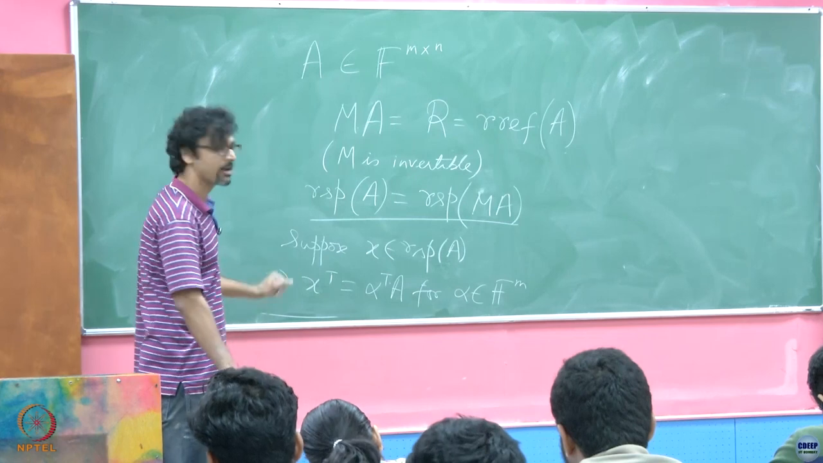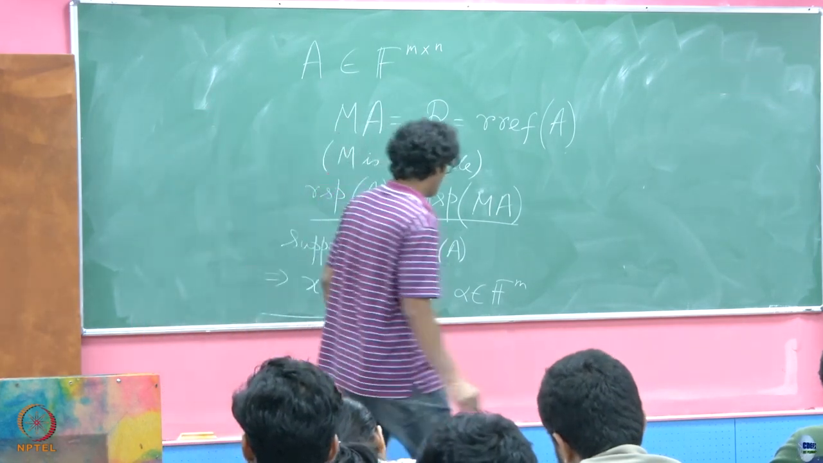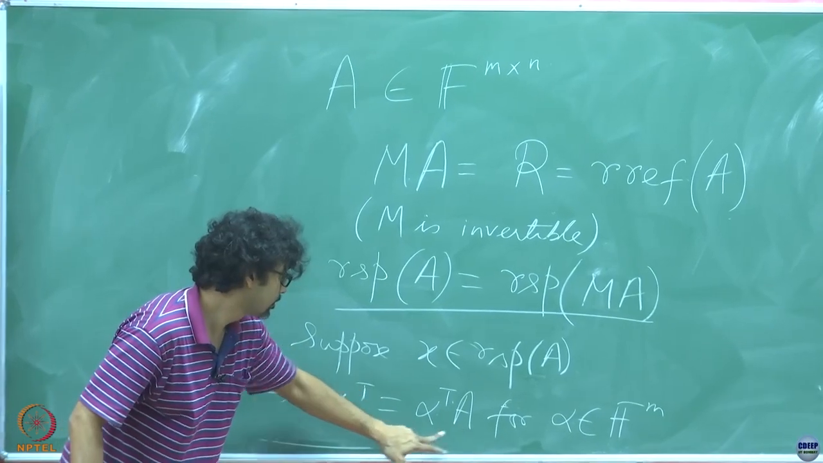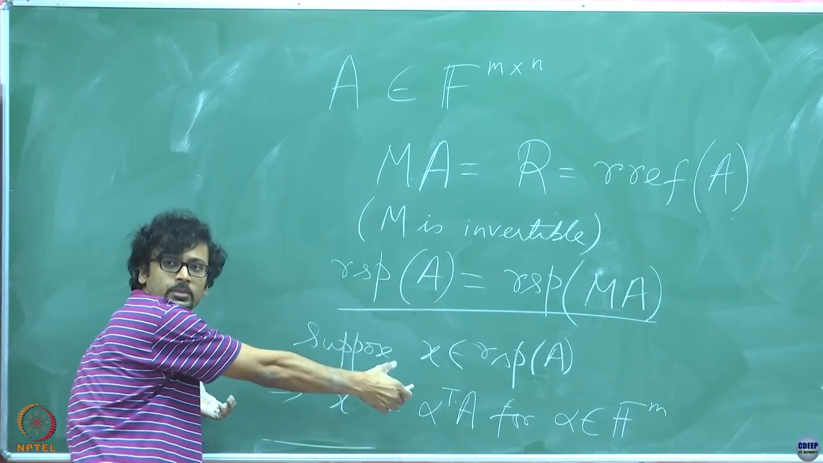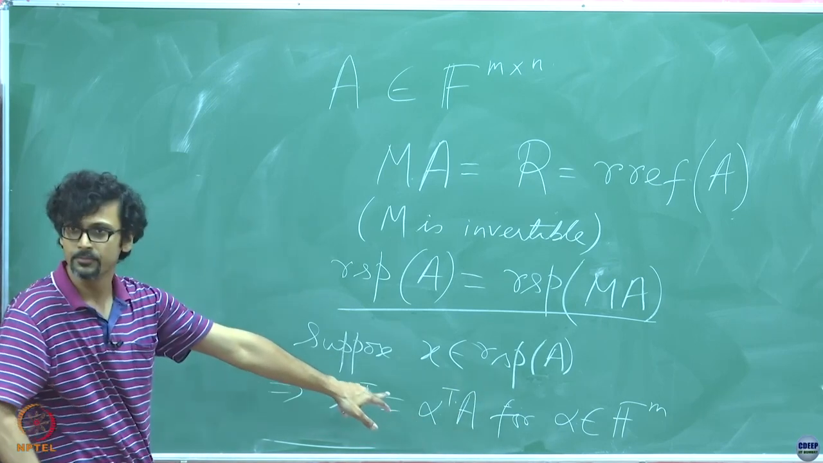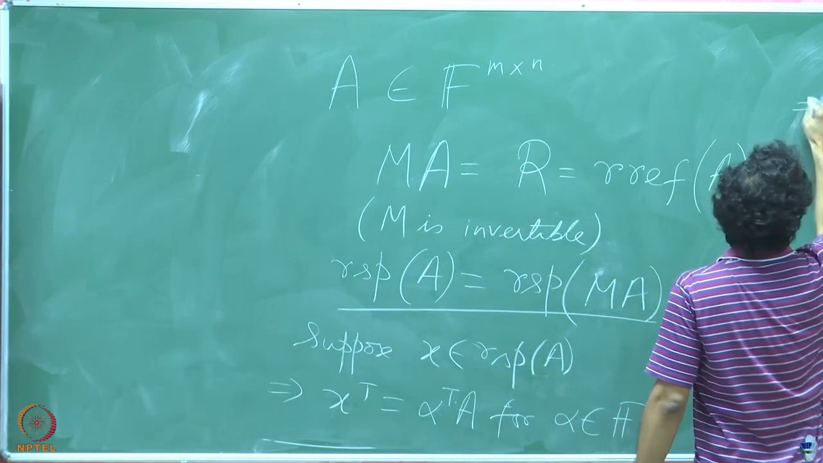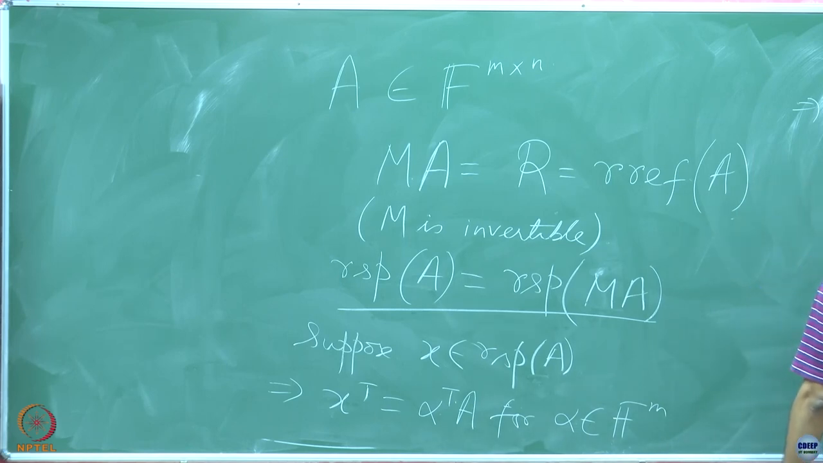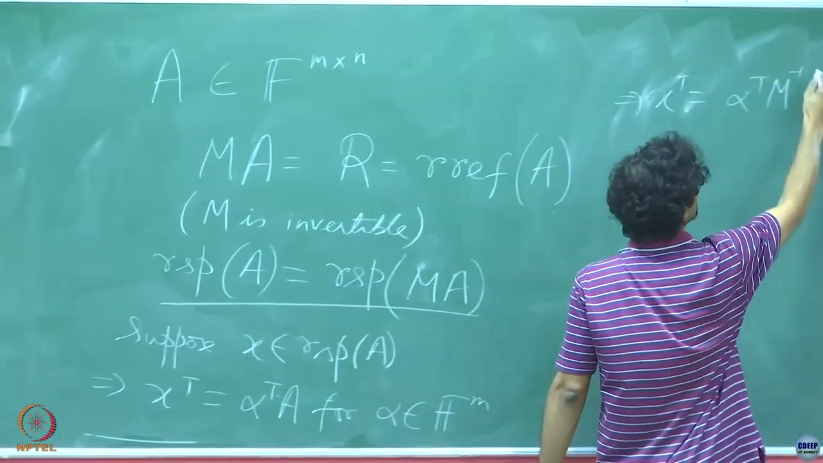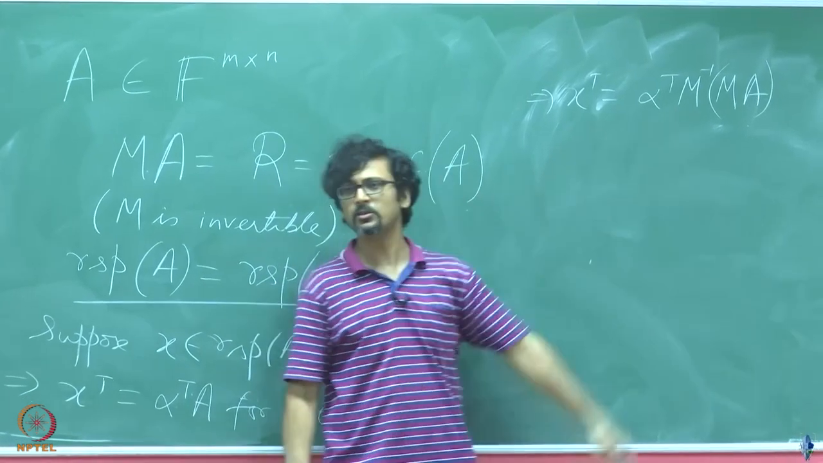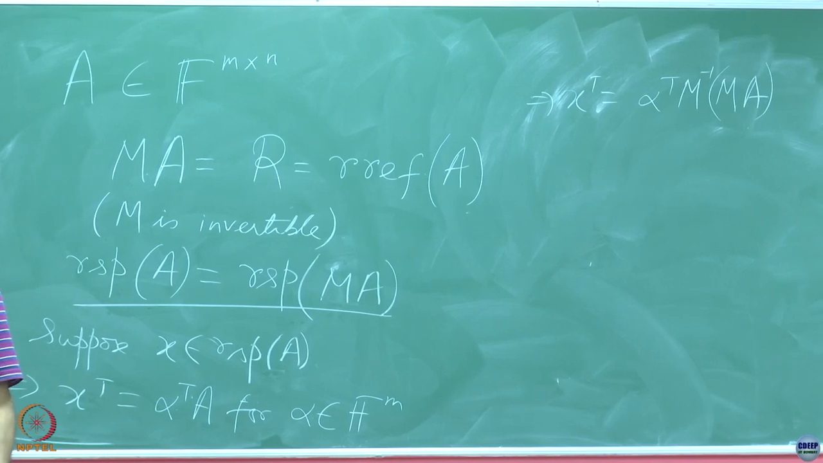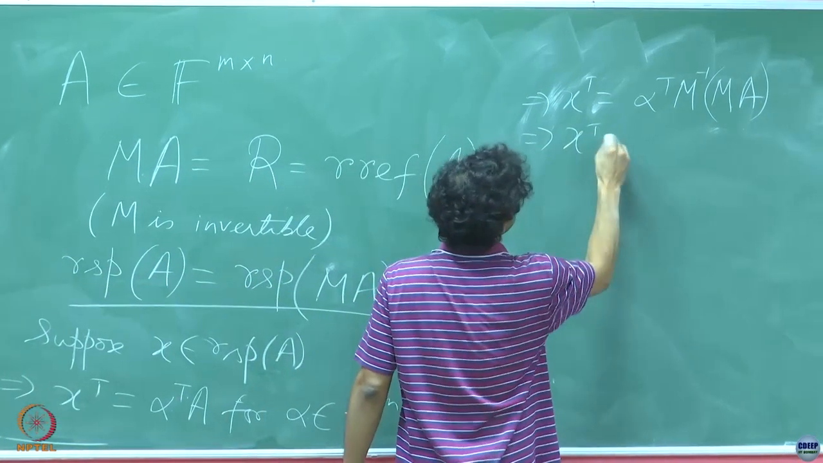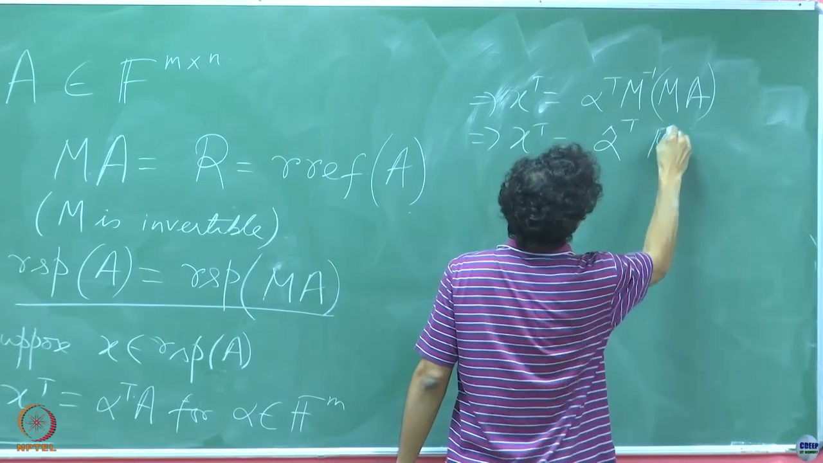So now if this is true, then what can we write? Alpha transpose A, because this is a row matrix, it's a row vector. So this is basically a combination of the rows of A, yeah? So now we can say that this implies X transpose is equal to alpha transpose M inverse MA. Because M is invertible, I can do this. But what is alpha transpose M inverse? That's also some vector. It's nothing more or nothing less than a vector, right? So therefore, I can write X transpose is equal to some alpha hat transpose MA.